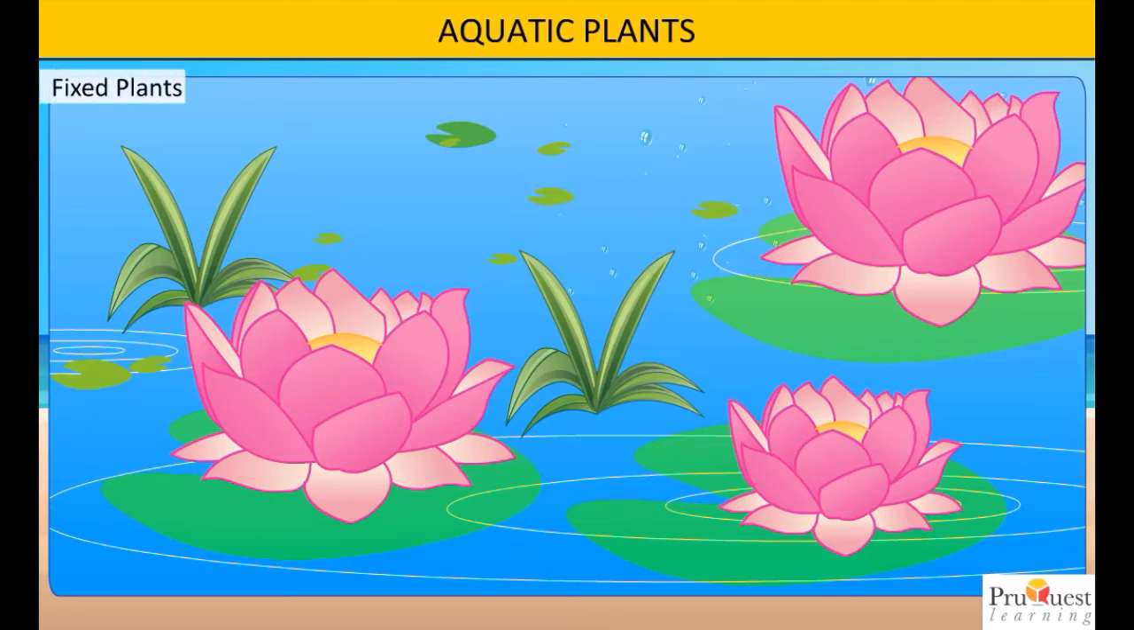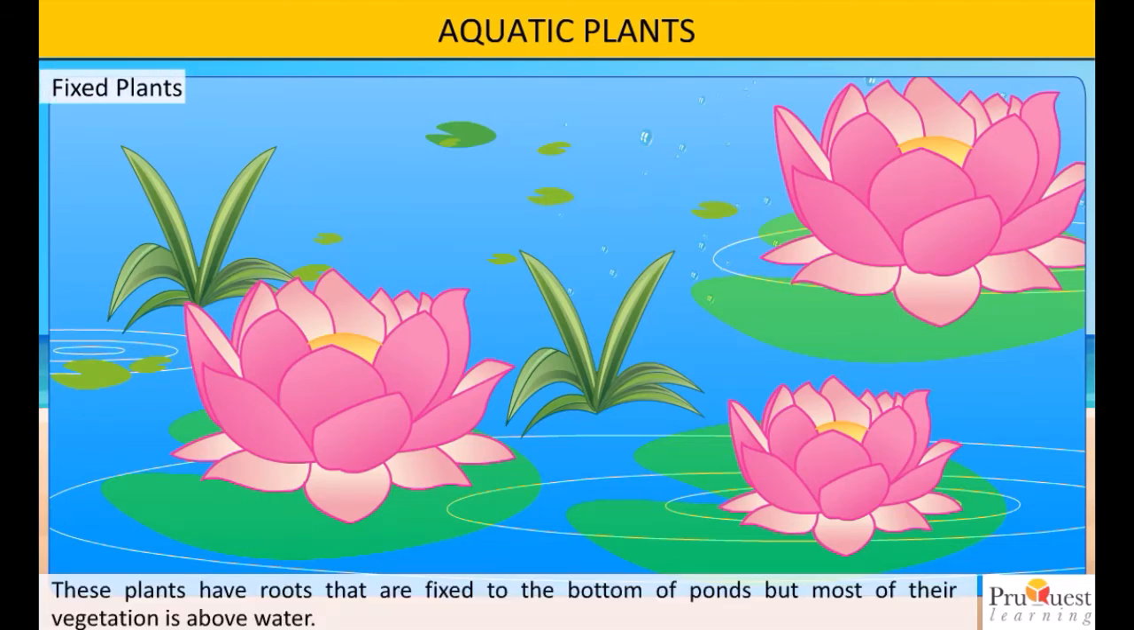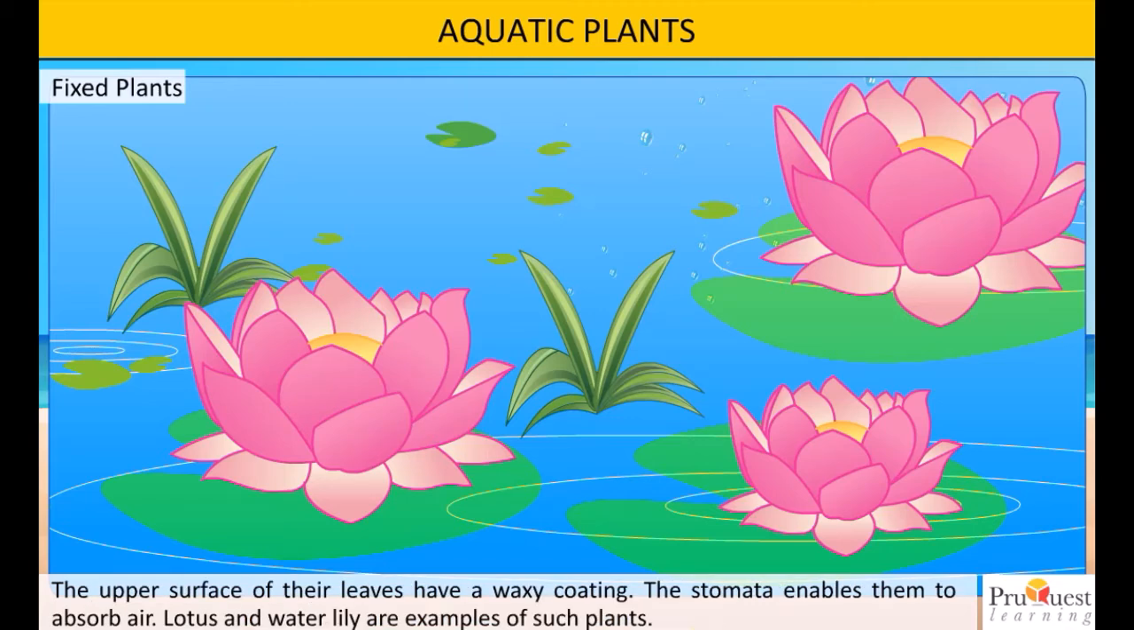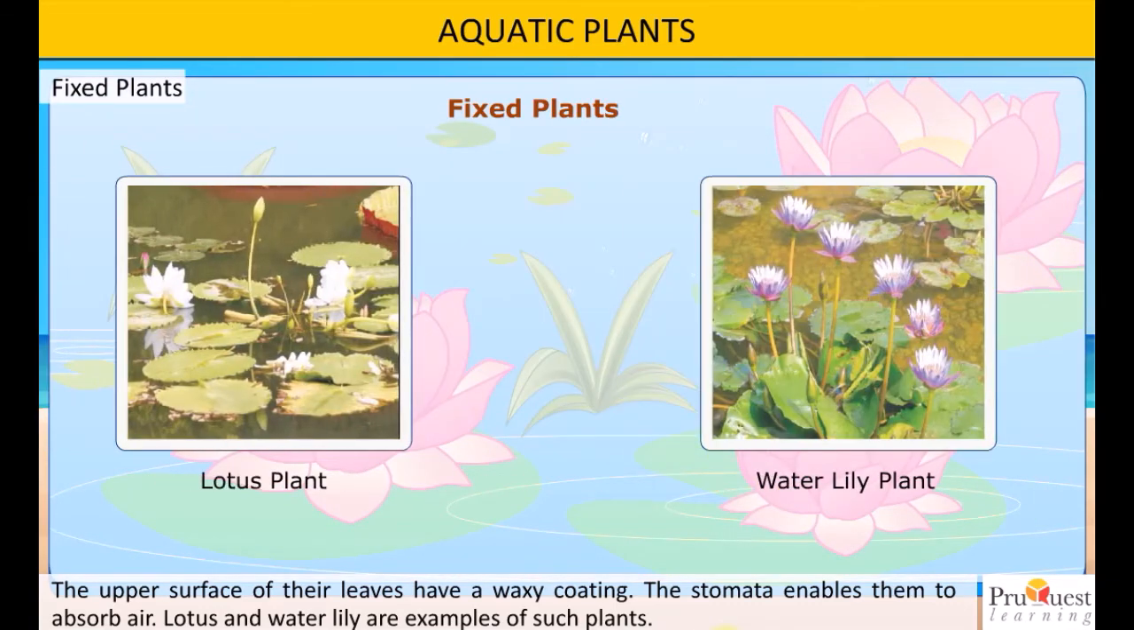Fixed plants. These plants have roots that are fixed to the bottom of ponds, but most of their vegetation is above water. They have long, hollow, flexible stems with broad and flat leaves that float on the surface of water. The upper surface of their leaves has a waxy coating. The stomata enable them to absorb air. Lotus and water lily are examples of such plants.